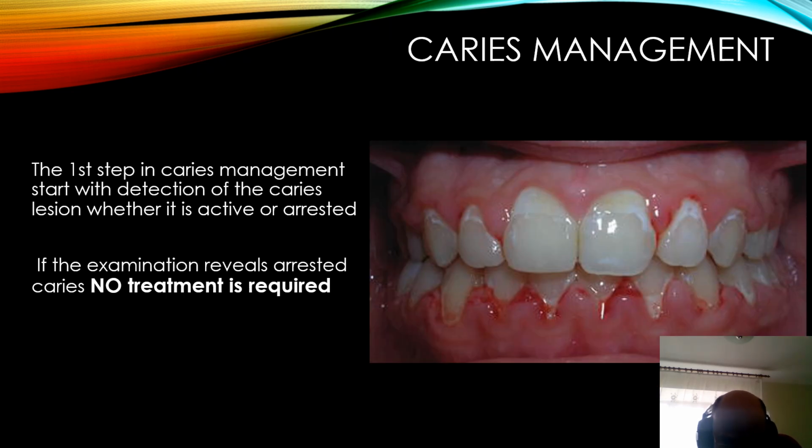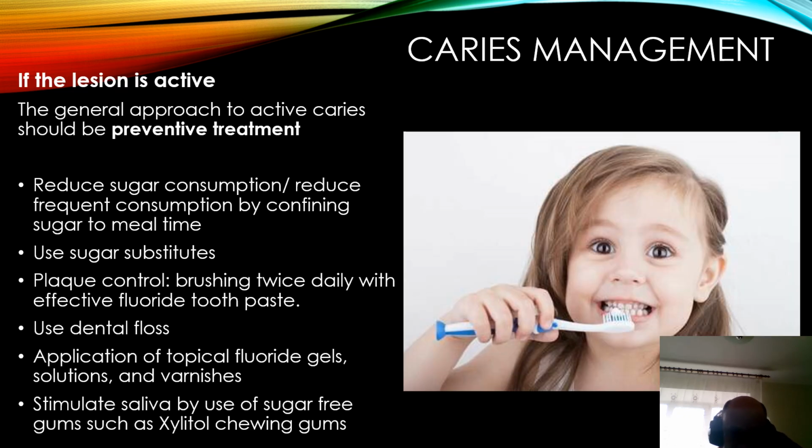The first step in caries management starts with detection of the caries lesion, whether it is active or arrested. If the examination reveals arrested caries, no treatment is required. Please mention it. No treatment is required. If the lesion is active, the general approach to this kind of caries should be preventive treatment. What does it mean? It means reduce sugar consumption or reduce frequent consumption by confining sugar to mealtime.